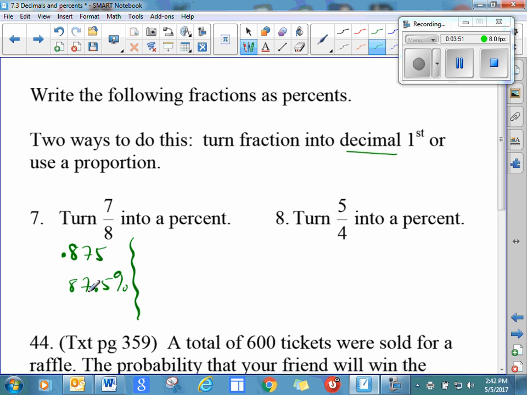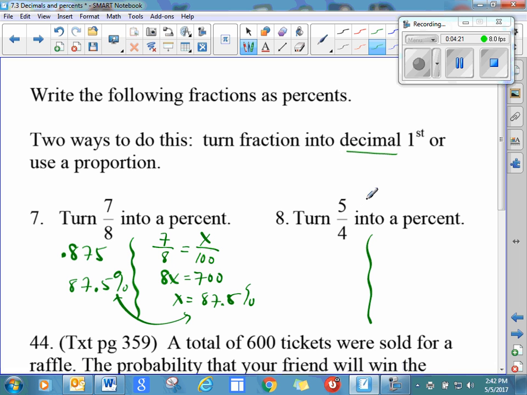That's the first way. The second way, take 7/8, set it up, and say, what would the value be to make it an equivalent fraction with a denominator of 100? Because we know that's what a percent is. So 8x cross multiply equals 700, and you get x is equal to 87.5, and you add your percent sign. Same answer. Let's do this one 2 ways also.